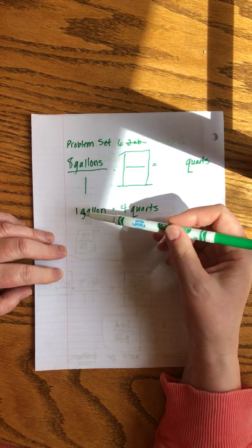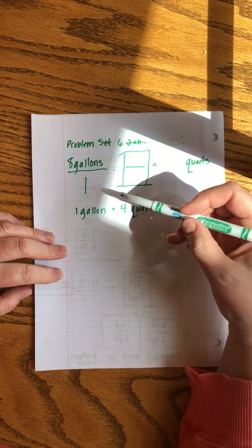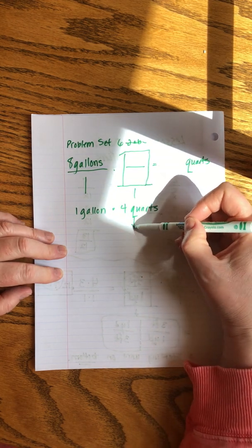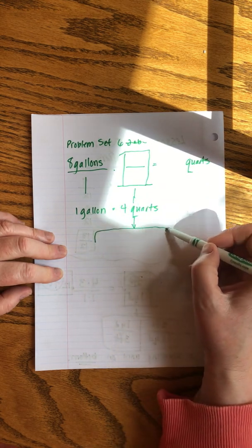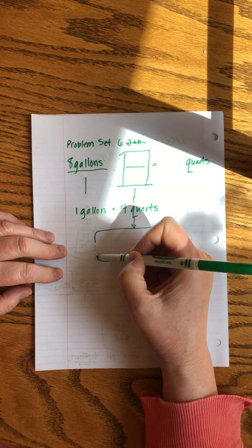But we learned that 1 gallon equals 4 quarts. So I'm gonna draw my multipliers down here. And I like to draw them in a rounded box so I can tell that this is something special.